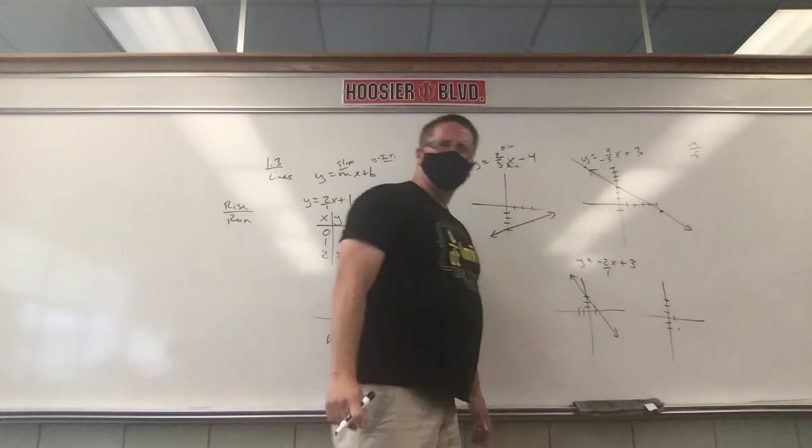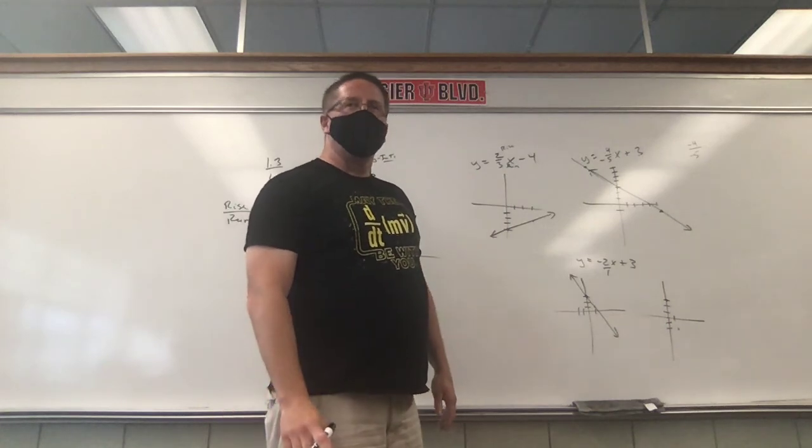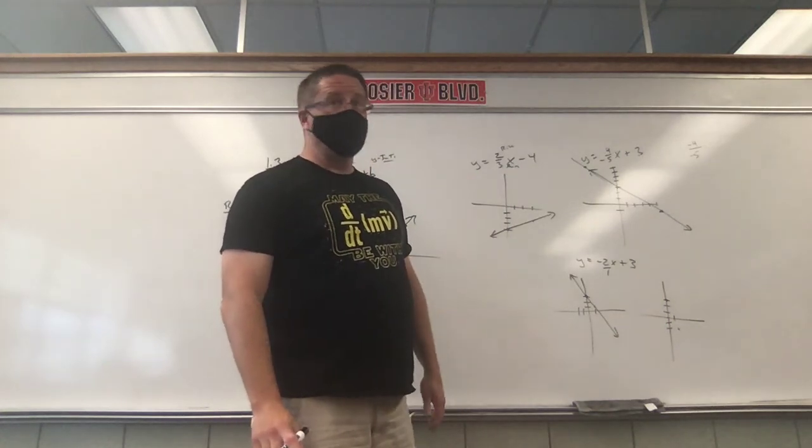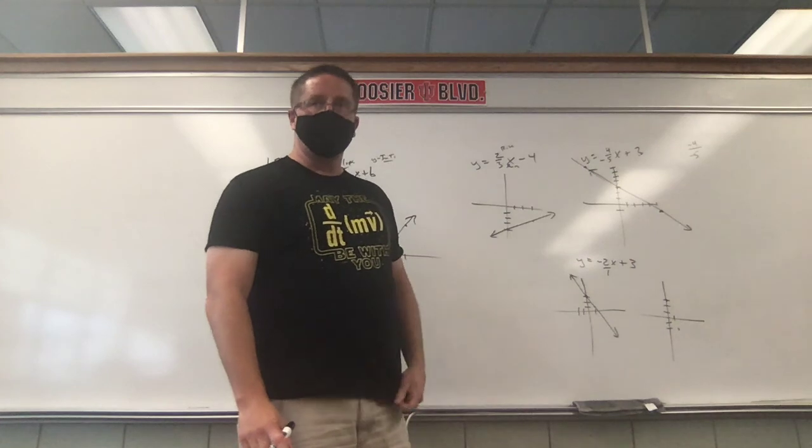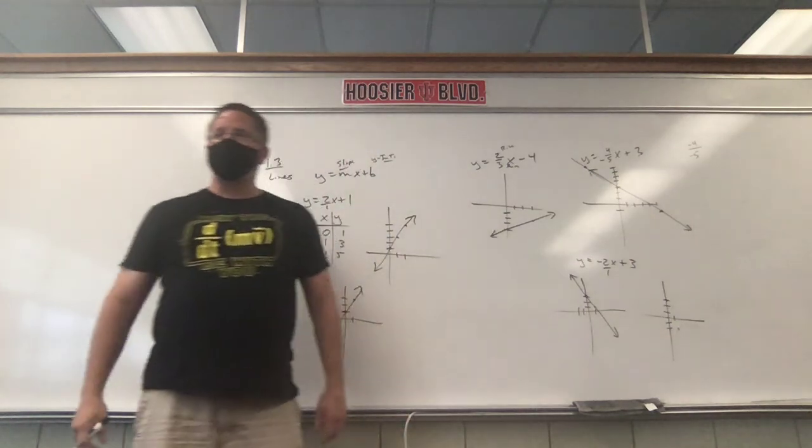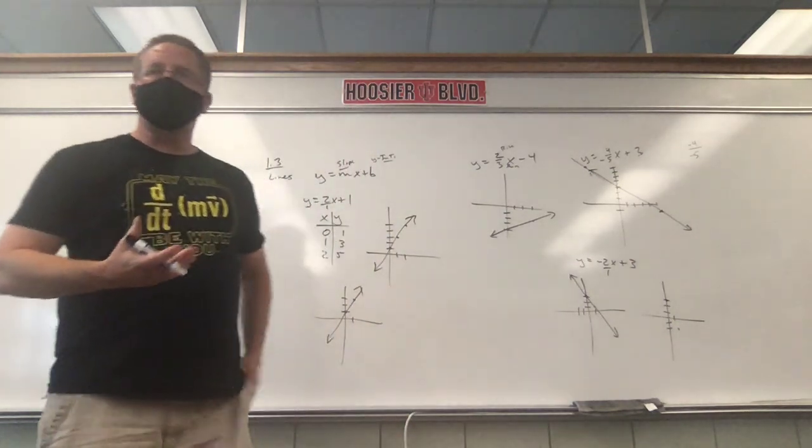What did they do wrong? You didn't go off of the 3. Yeah, they went off from 0, 0. Don't go off from 0, 0. Go off from the point that you plotted. Plot that first point, then from that point, do what it tells you to do.